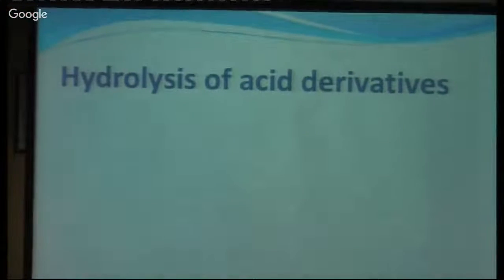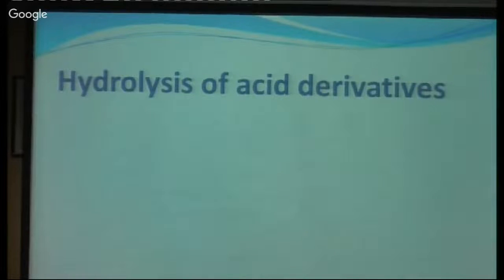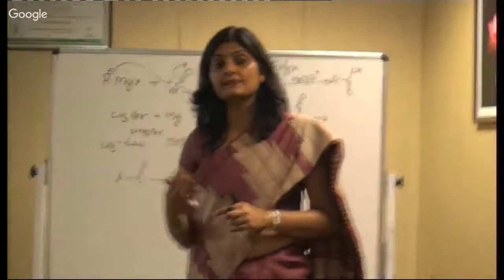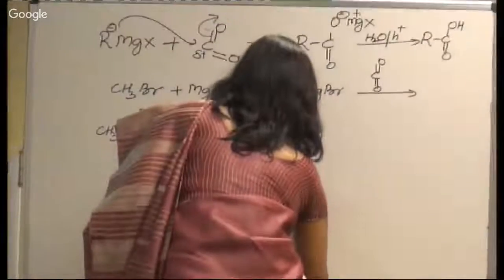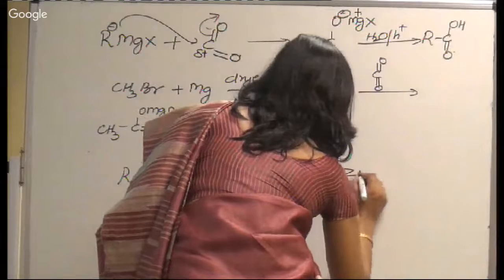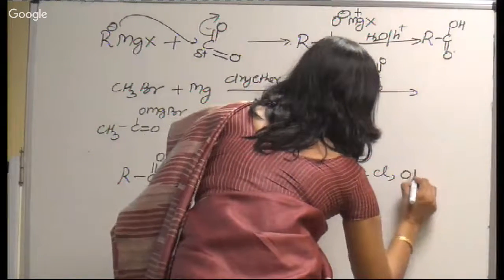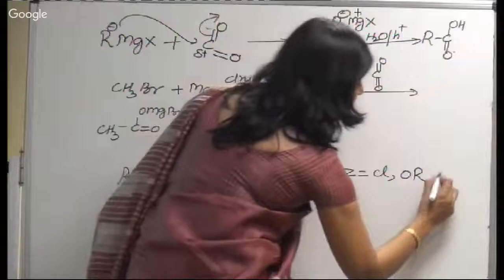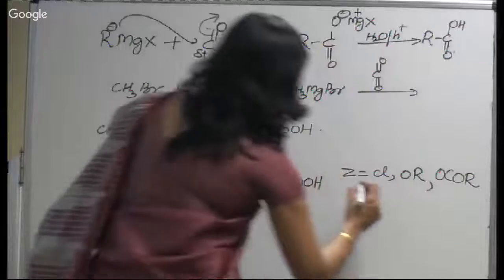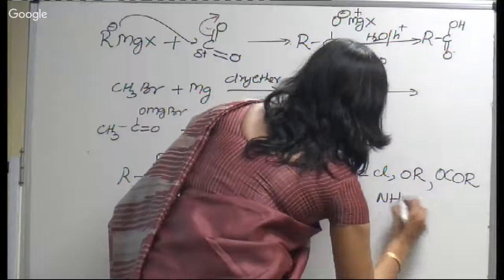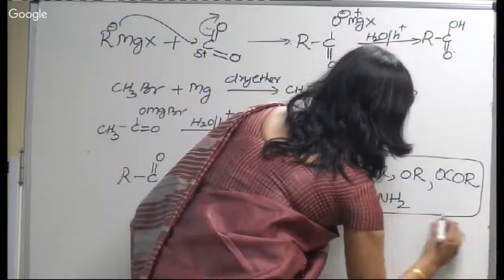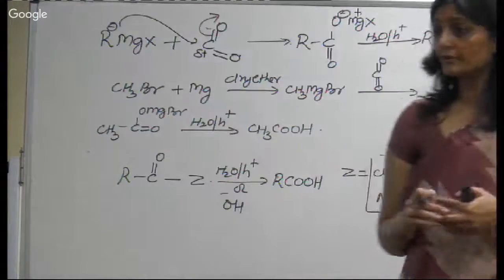So we were discussing the hydrolysis of the acid derivative in acidic or alkaline conditions to give carboxylic acids having the same number of carbons, right? So this is the reaction where Z can be Cl, it can be OR if it is an ester, it can be OCOR if it is an anhydride, and it can be NH2 if it is an amide. Right?